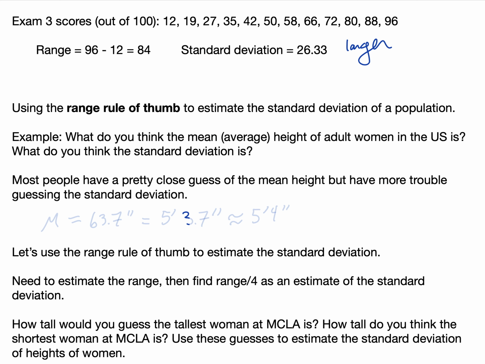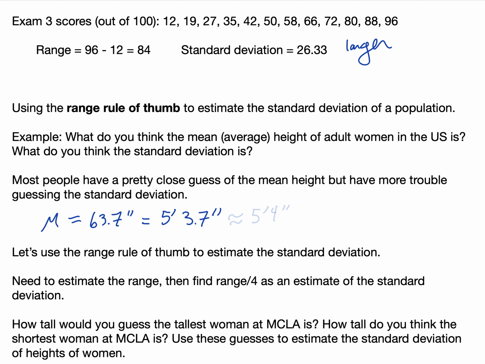What do you think the standard deviation is? Most people have a pretty close guess of the mean height, but have a little more trouble guessing the standard deviation. So the mean height for adult women in the US is 63.7 inches, or 5 foot 3.7 inches.